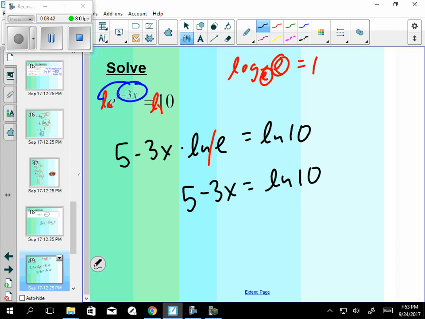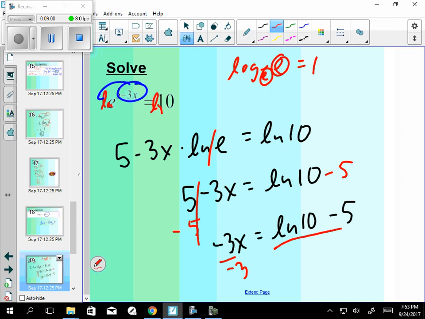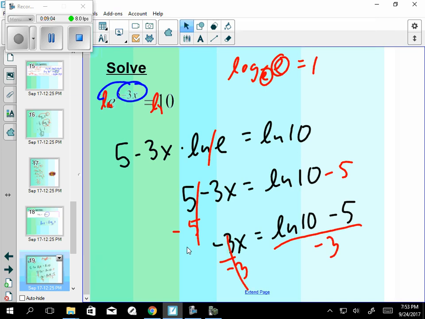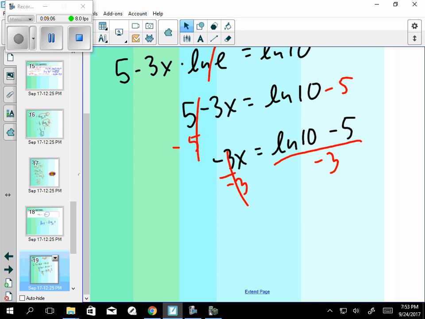From here, we should be able to solve. Minus 5. So we got natural log of 10, take away 5 here, divide by negative 3, and we can get our answer. So now it's just a calculator problem to see what that evaluates to. Let's plug that in and see what we get.